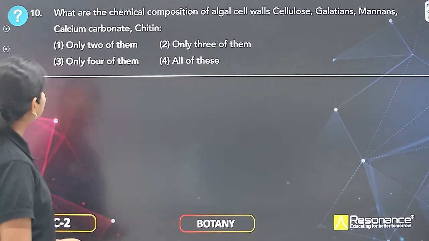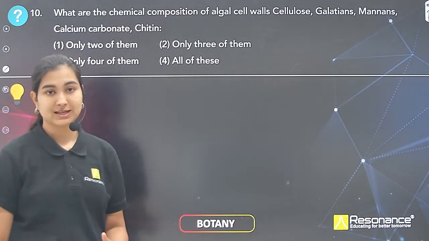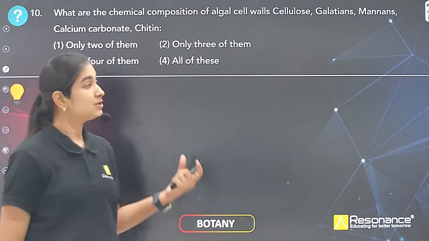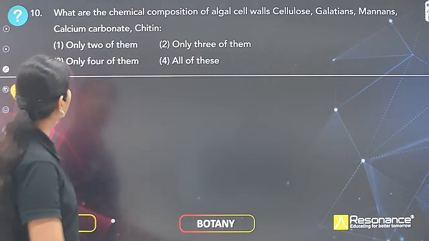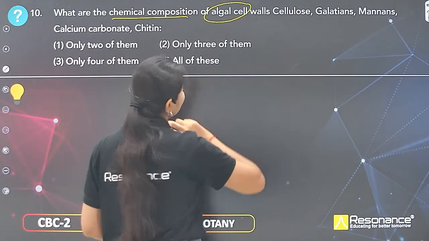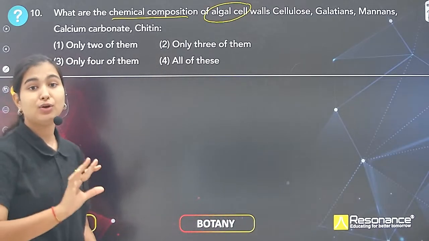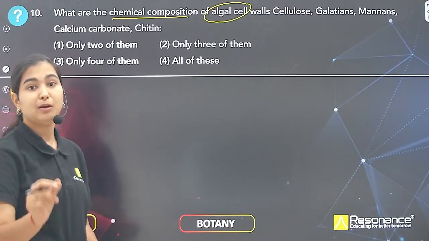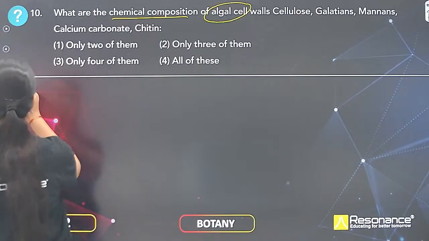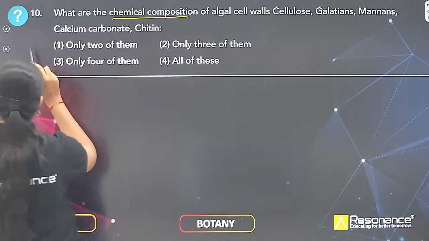Next, moving to the next question, what is the chemical composition? So we know the cell walls, right, they are made up of, okay, what exactly they are made up of, they are asking. Okay, so here they are saying what is the chemical composition of the algal cell wall. Here you need to clearly see that they are not asking on a broader sense, they are specifying what is the chemical composition of this algal cell wall.